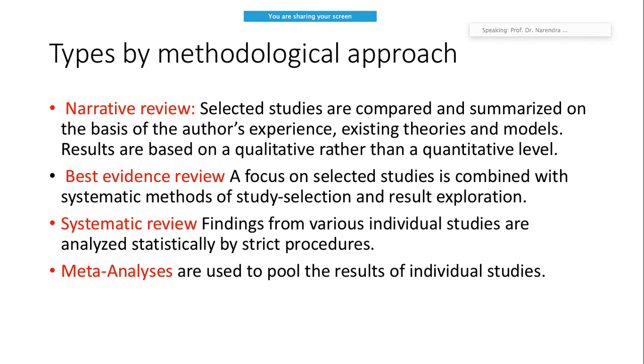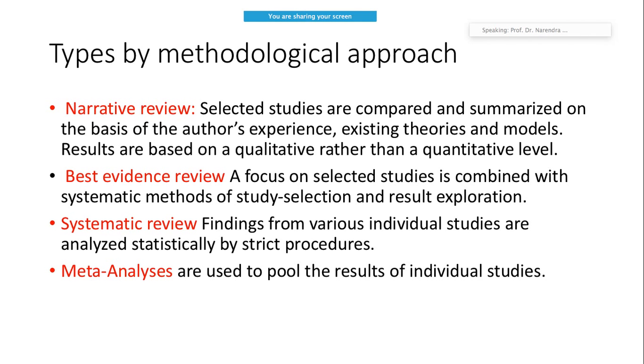The other one is the best evidence review. In a best evidence review, you focus on the selected studies and put it up in a systematic method, you select those studies and, of course, focus on the results. And something else which is really scientific is called a systemic review and also meta-analysis. So these are some of the scientific methods.